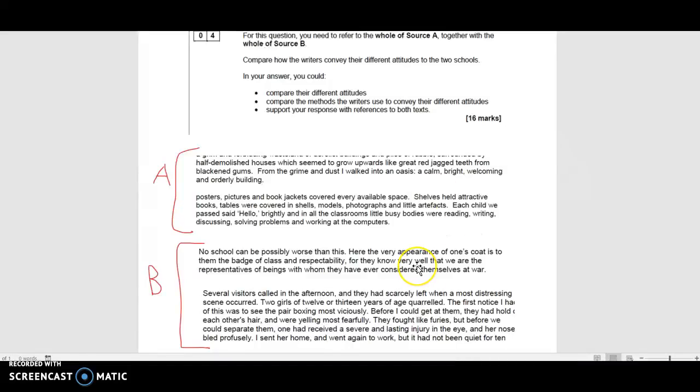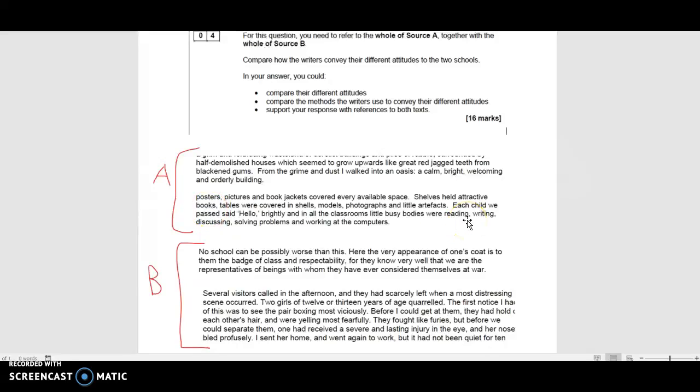This contrasts completely with B. So sometimes you get just a really explicit statement that makes it very easy for you to spot the views. So here it says, "no school can possibly be worse than this." So this is a gift for this question, and it's really obvious from this sentence that this writer views the school very negatively. Again, let's be a bit more specific. So it's clear that the writer thinks this is one of the worst schools that there could possibly be. He's never visited anywhere as bad.